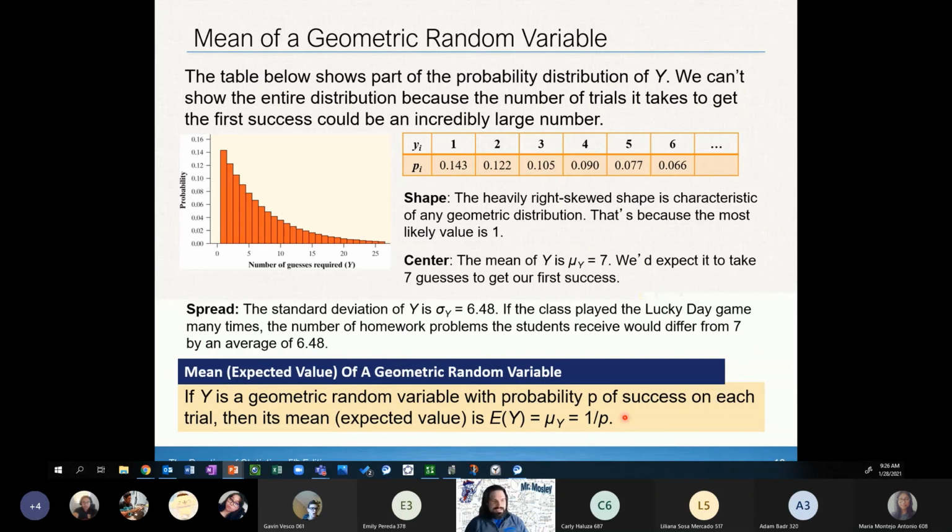Is there anything I can clarify on this example or this calculation?